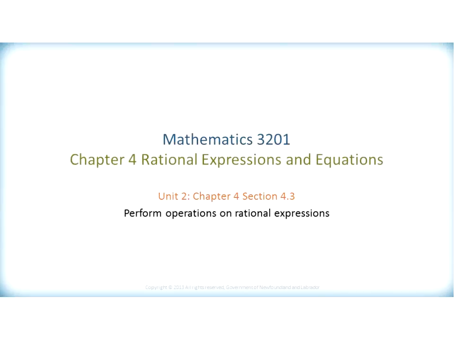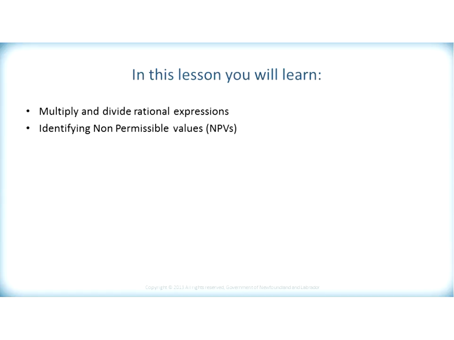We're looking at Chapter 4, Rational Expressions and Equations. Unit 2, Chapter 4, Section 4.3. We're going to perform operations on rational expressions. In this lesson, we'll learn how to multiply and divide rational expressions. Once again, we'll still identify the NPVs.